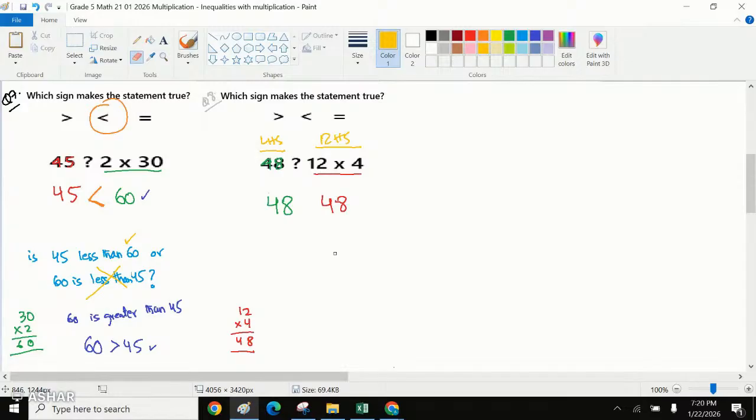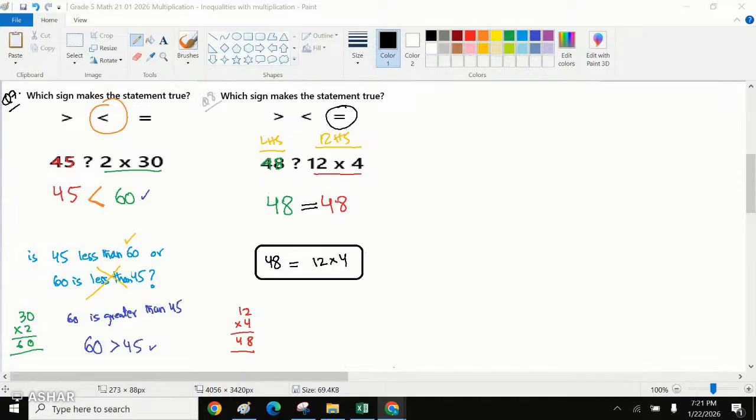Because they both have the answer 48, right? So we know that neither of them is greater, but they are equal. 48 is always equal to 48, right? So we simply use the equal sign, right? So we can also say 48 is equal to 12 multiplied by 4, because that was the original question given to us. Agreed? Okay, good. Let's have a look at the next question.